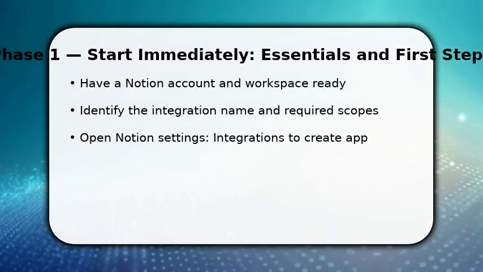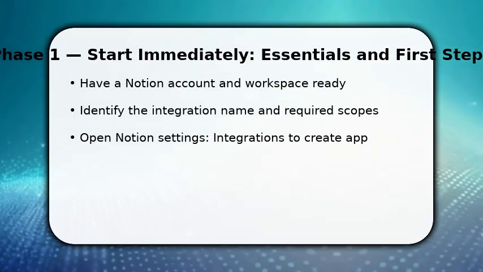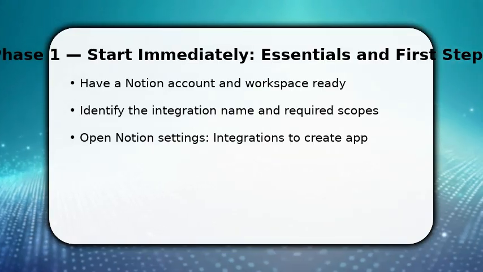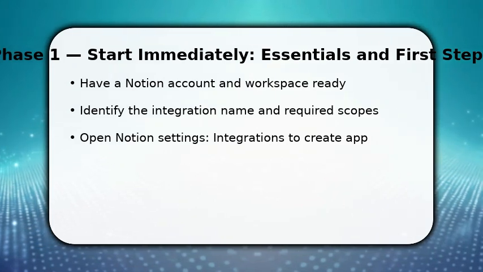Give it a concise name, choose the minimal scopes you need: read, write, or database, and explain the why briefly. This reduces risk and keeps permissions tight. After saving, Notion shows the token. Copy it now and keep it secure.